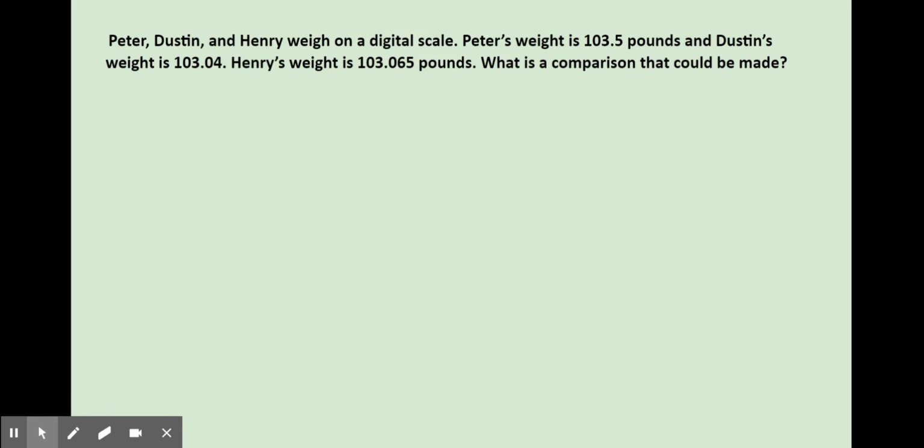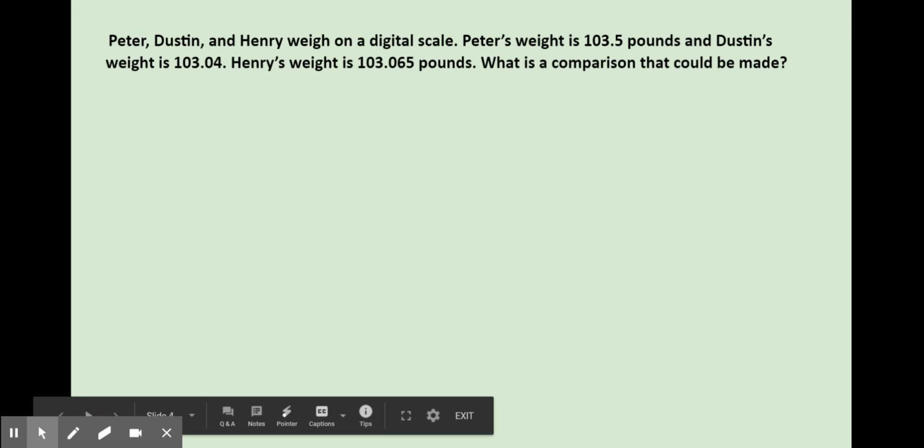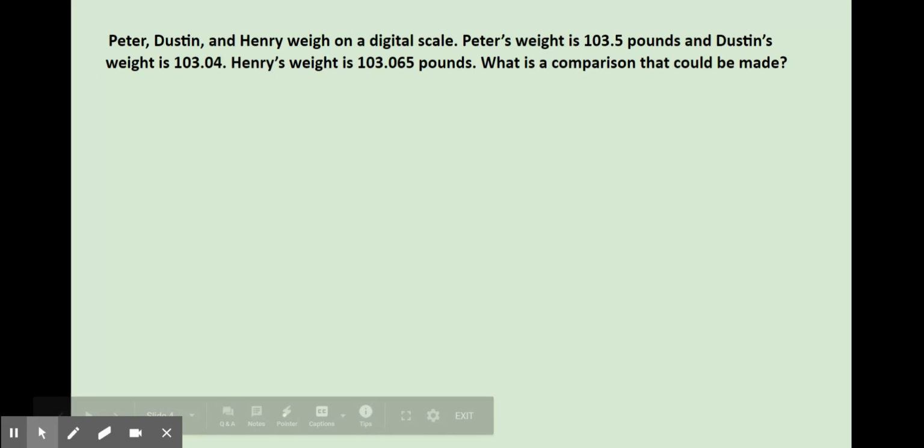We're going to continue to practice using our stacking strategy to compare a list of numbers. So look at this problem. Peter, Dustin, and Henry weigh on a digital scale. Peter's weight is 103 and 5/10 pounds, and Dustin's weight is 103 and 4/100 pounds. Henry's weight is 103 and 65 thousandths pounds. What is a comparison that could be made?